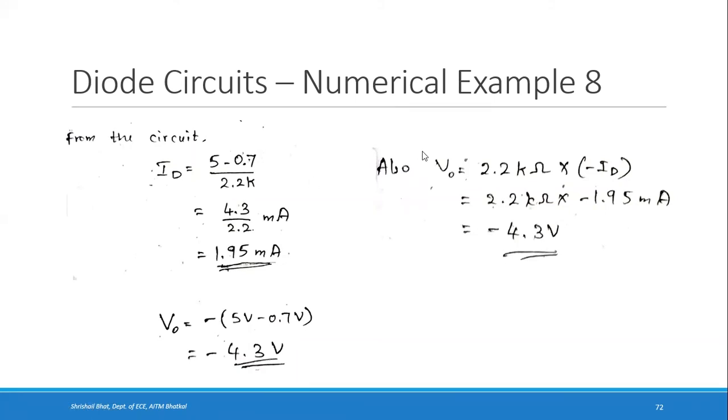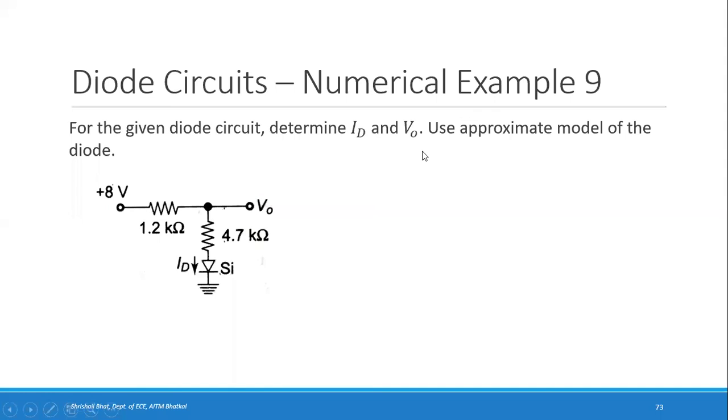Take another problem, a similar one. You are asked to determine ID and V naught for this circuit, using the approximate model of the diode. Here also we have a diode in forward bias. Why do you say it is forward bias?